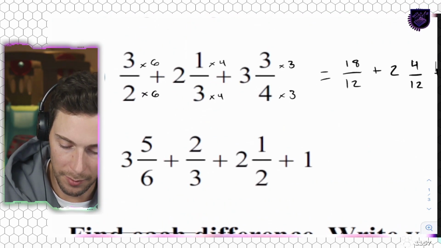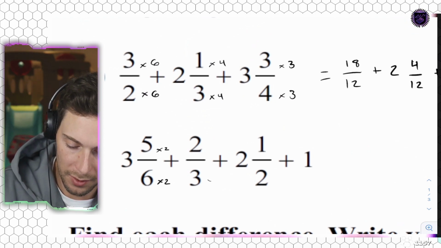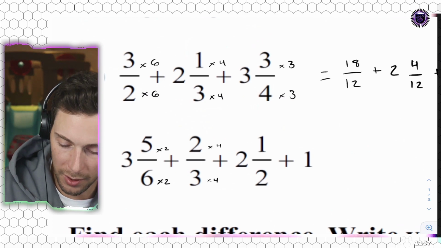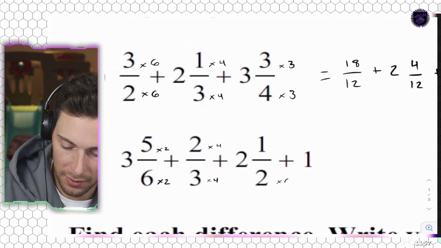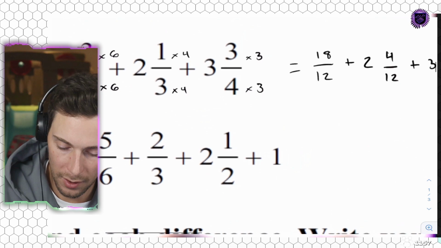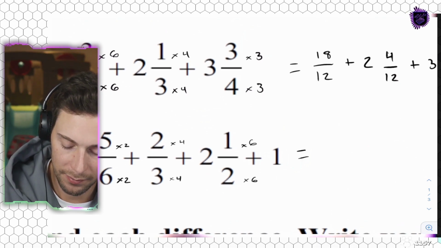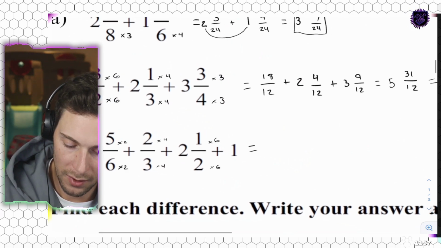How do we turn these numbers into 12? Well, we multiply this by 2, and the top, of course, by the same number. This one is times 4, and the top by the same number. And this one times 6, and the top by the same number. Let's rewrite our equivalent fraction.